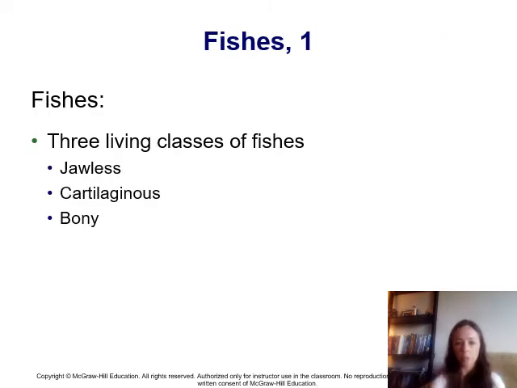So the first group we'll look into are the fishes, and there are going to be 3 main groups of fishes. There are going to be jawless fishes, which is just like it sounds. These fish will not have jaws. There are going to be cartilaginous fishes, which instead of a true bony skeleton, their bones will be made out of cartilage. And then bony fishes, whose skeletons will just be made out of bone.